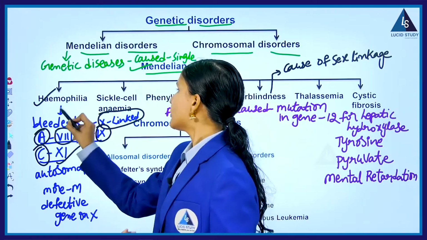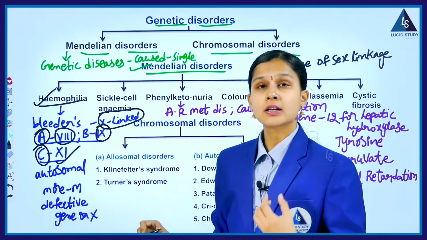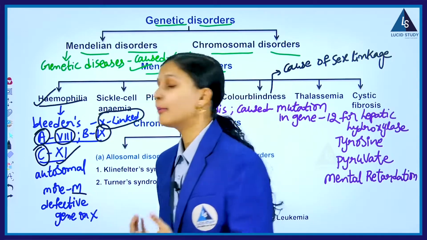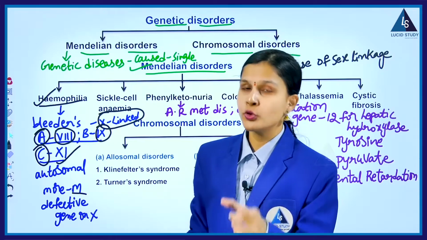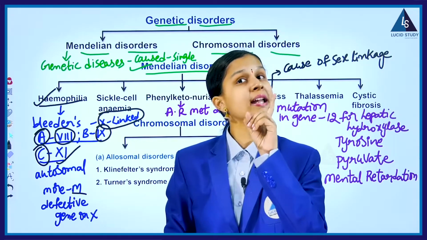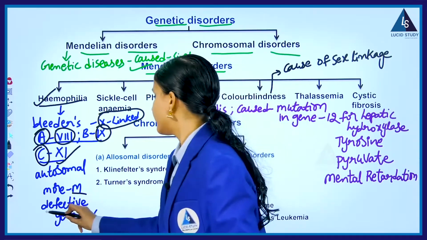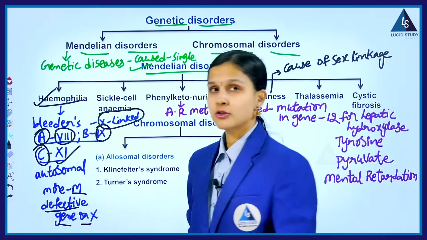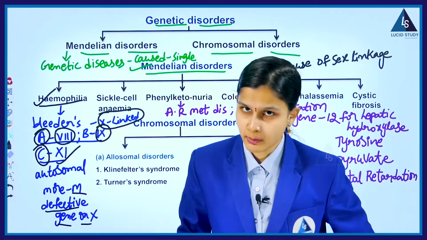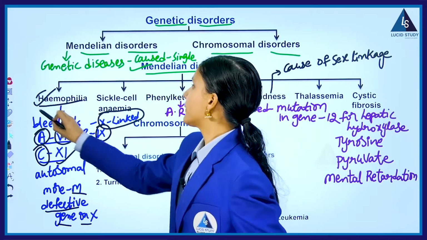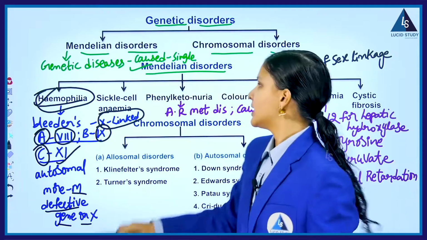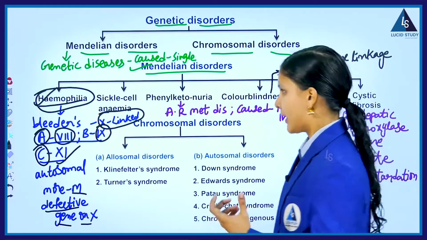Hemophilia usually occurs more frequently in males when compared to females. Females have 2 X chromosomes, whereas males have only 1 X chromosome. So the defective gene present on the X chromosome would be expressed in males who are carrying it. In this way, it occurs more frequently in males. These points about hemophilia you have to write.